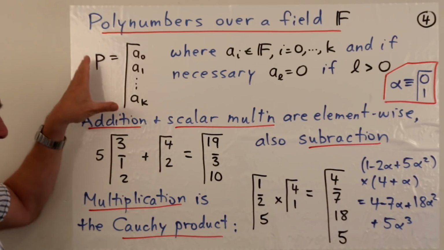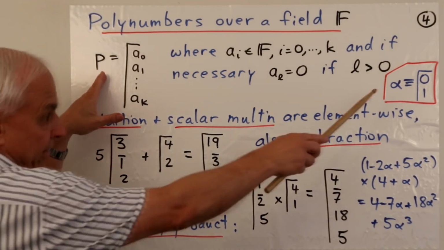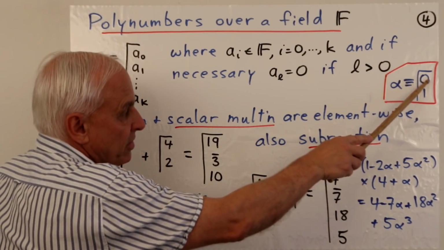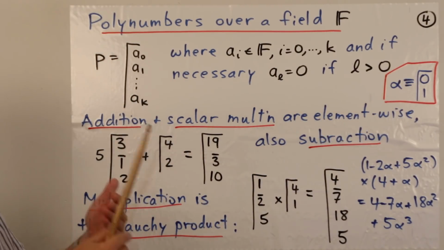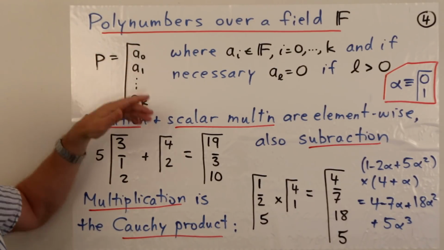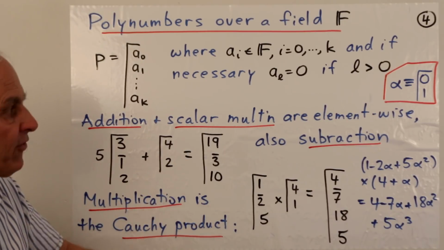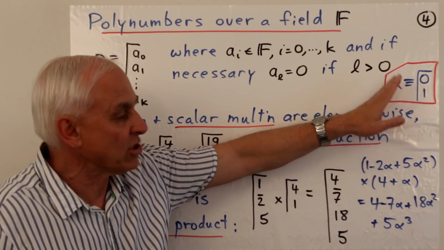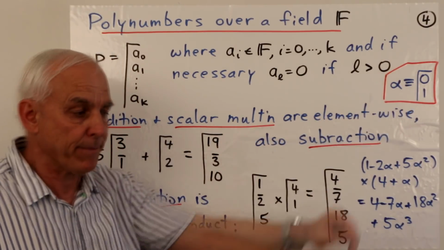And the polynumber alpha is a key polynumber. It's the polynumber 0, 1. It's sort of the second simplest polynumber. The simplest polynumber is where you just have a 1 at the top. That's like the number 1 in some sense. This is the next step down. It's alpha. So alpha is, in this case, just a particular polynumber.